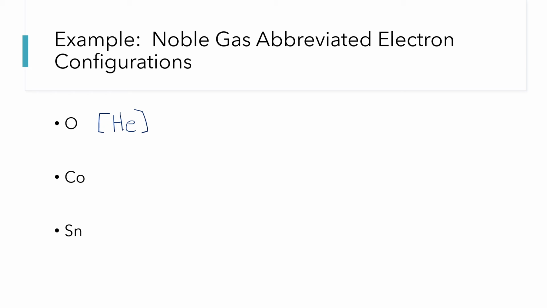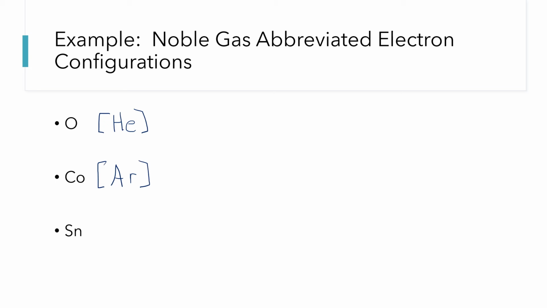For cobalt, cobalt is atomic number 27. To find its noble gas core, slide all the way over to the right and up 1, which puts us at argon. So for cobalt's noble gas core, we'll write square brackets and argon.